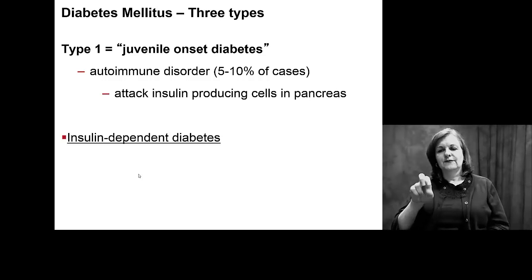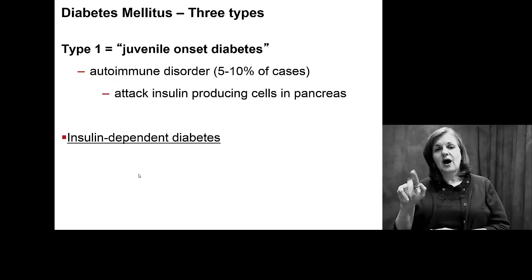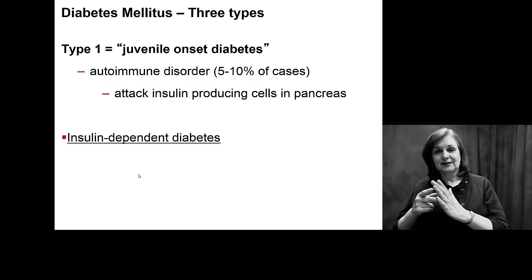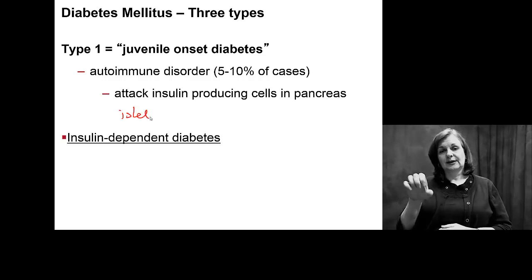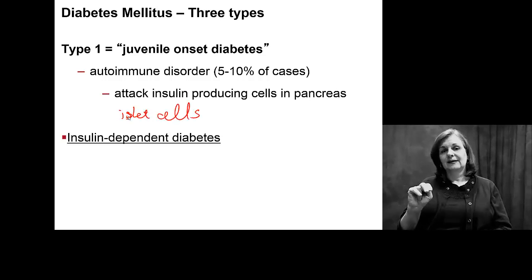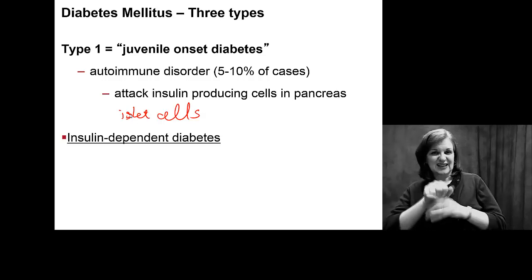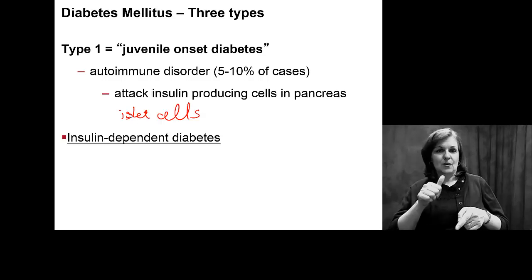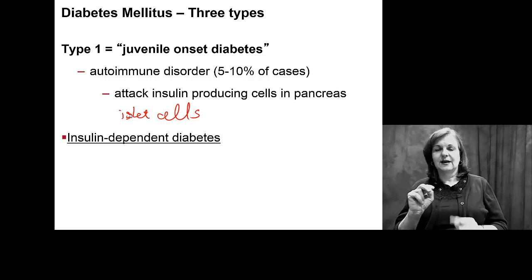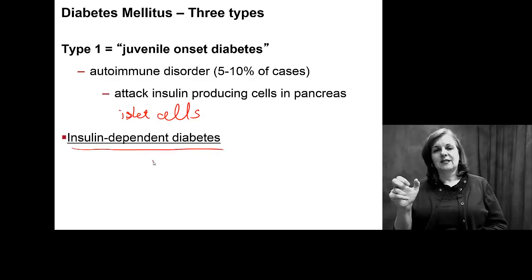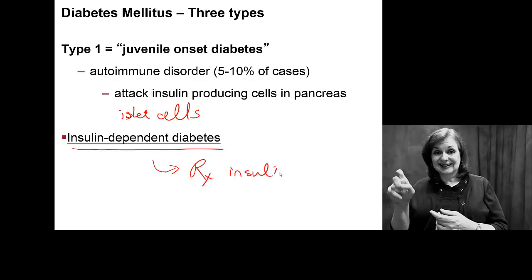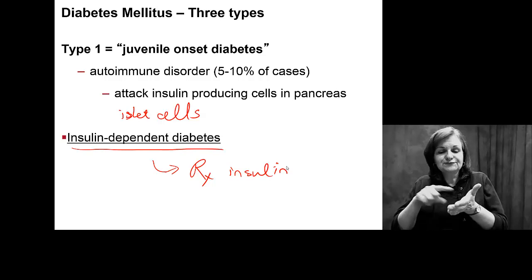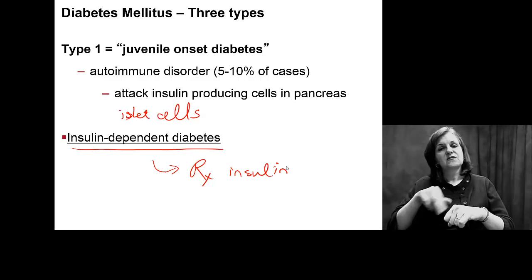One is what we refer to as juvenile onset diabetes. This is actually an autoimmune disorder where your immune cells attack your islet cells in your pancreas. The islet cells are the ones that actually make the insulin. And so they attack those cells and you don't make insulin. And if you don't make insulin, then we're looking at what we call insulin-dependent diabetes, which means that if you have a prescription for insulin and you take your insulin shots on a regular basis, monitor your blood glucose, you can live a fairly normal life.